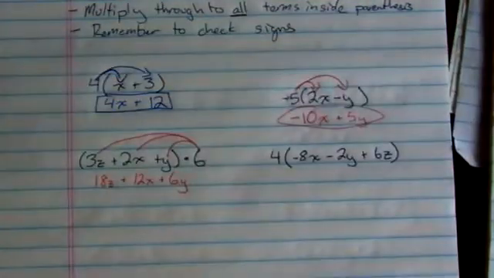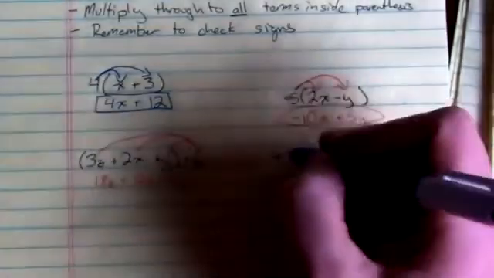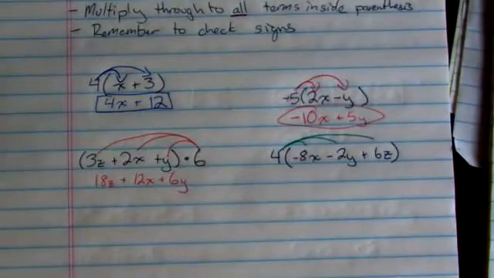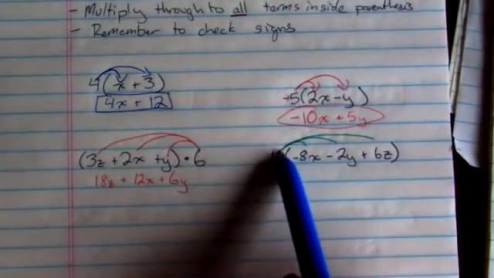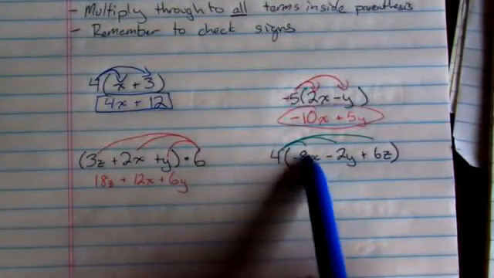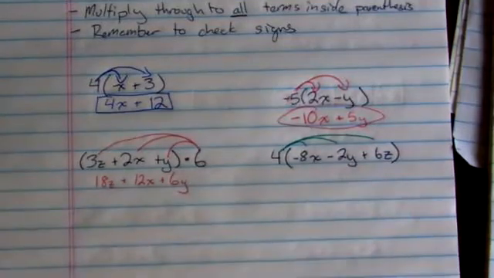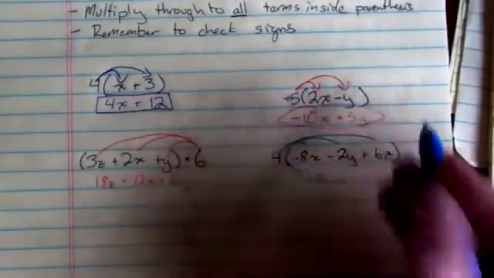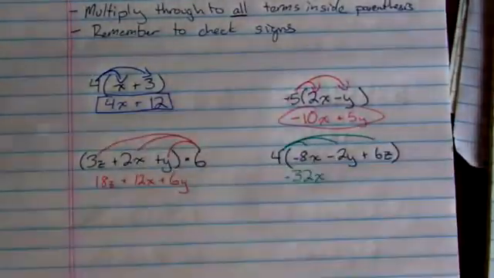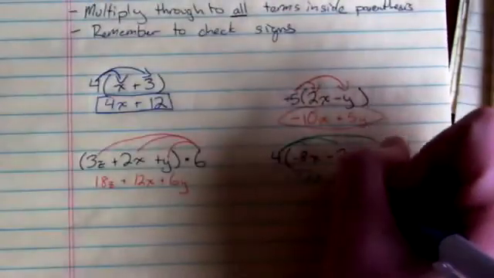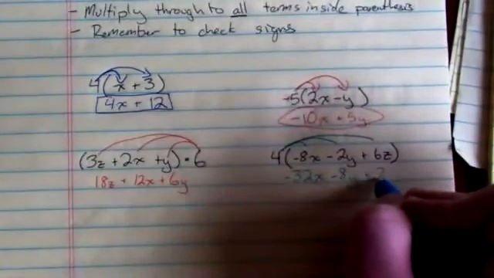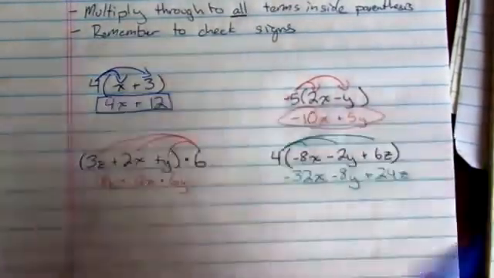All right. We know we can't combine these, so I'm going to distribute. Remember, draw my rainbows. The reason I recommend you do this is it reminds you to distribute this number to everything. So 4 times -8 is -32x. 4 times a -2 would give us -8y. And 4 times a +6 would give us a +24z.